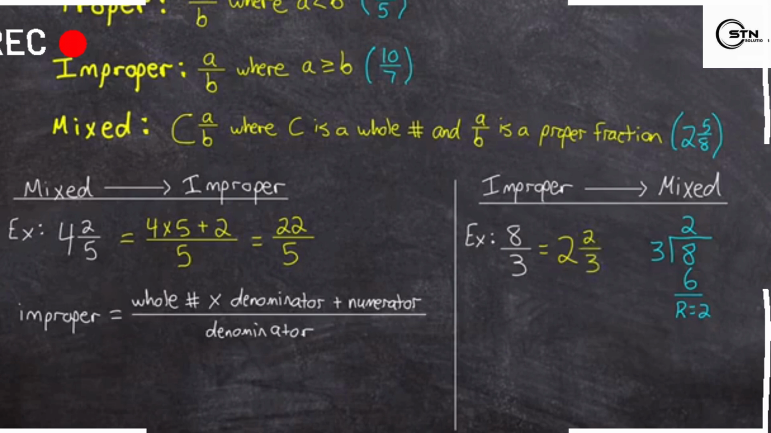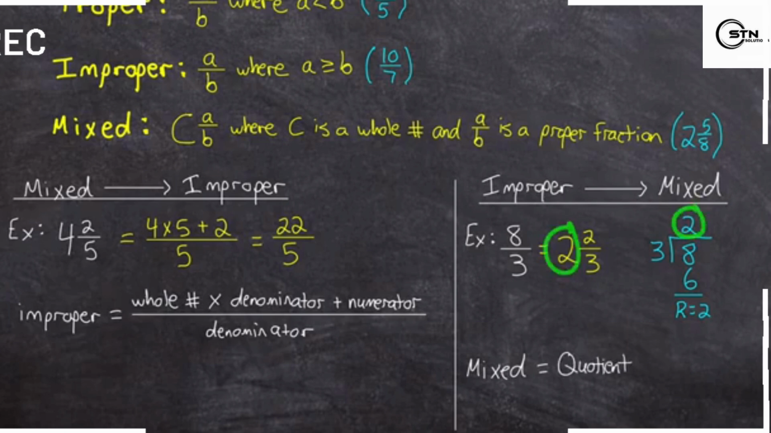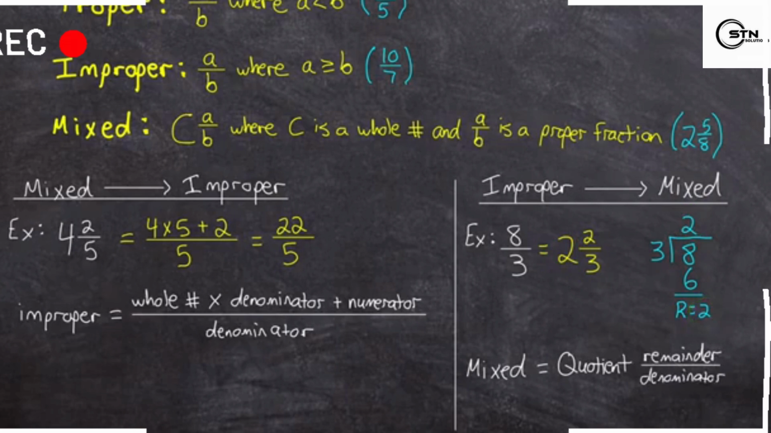The rule I'm following to write that as a mixed fraction is that I write the quotient as the whole number of the mixed fraction. In this case, my quotient was 2, so that becomes the whole number. And then the proper fraction that goes with that mixed number is the remainder over the denominator of the fraction. Since my remainder is 2, I put that over the denominator, which was 3, to get 2 and 2/3.